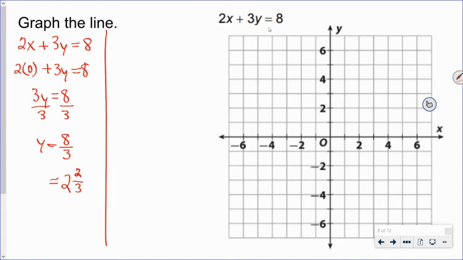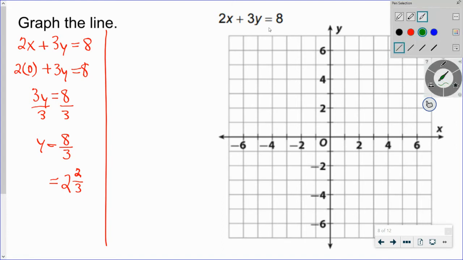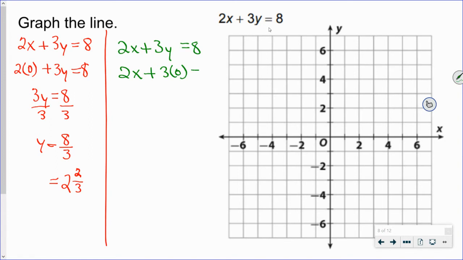Let's determine what my x-intercept is then. So that's 2x plus 3y equals 8. This time I'm going to put in a 0 for my y-coordinate to find the x-intercept. So 3 times 0 is 0, just drops out, so I have 2x equals 8. Divide both sides by 2. So x is equal to 4. So my x-intercept is 4.